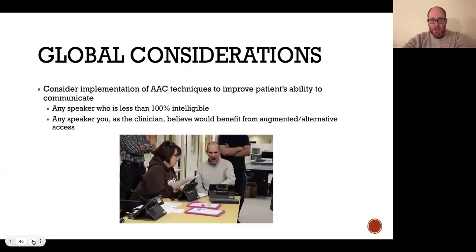Some global considerations to take into account for anybody with any type of motor speech disorder is you might want to consider implementing some sort of AAC, or augmentative and alternative communication technique. That way you're improving the patient's ability to communicate. Anybody who's less than 100% intelligible could benefit from some sort of AAC. That way they can communicate in 100% of their respective communication areas that they need to. Additionally, any speaker that you as the clinician think could benefit from AAC, something to bring up.